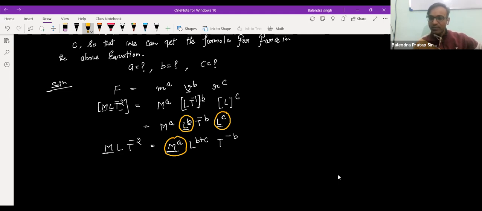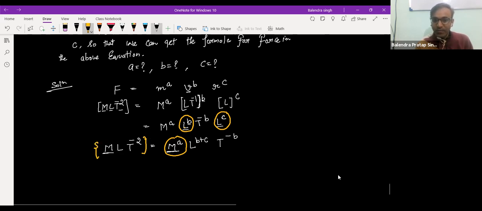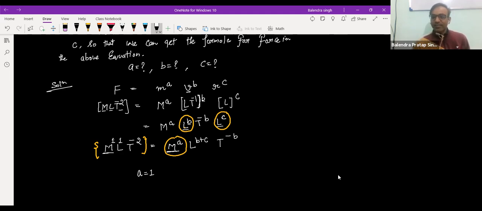Yes, sir. What I'm asking, what is the power of M in the left hand side, here in this part? No, here M has power 1, right? Only 1. Oh, yes, sir. L is 1 and T is -2. So if we compare M raised to the power a and M raised to the power 1, by comparison we can find a equals 1. Is it clear? Yes, sir. Fatima, is it clear? Yes, sir.